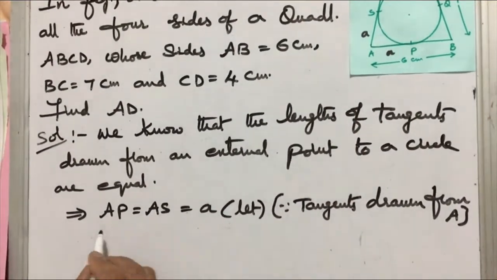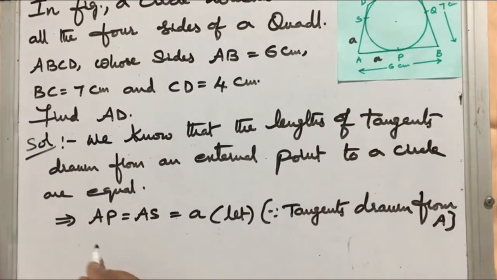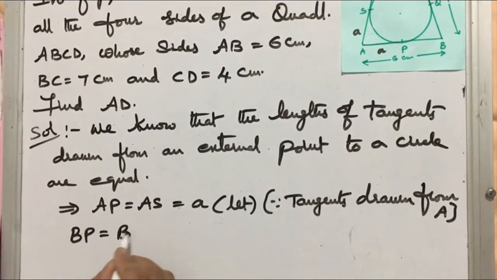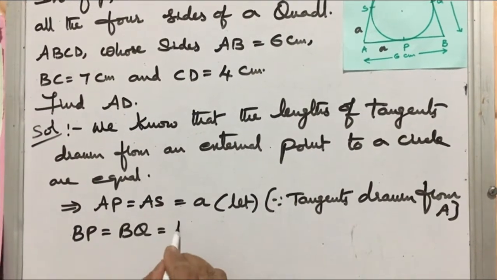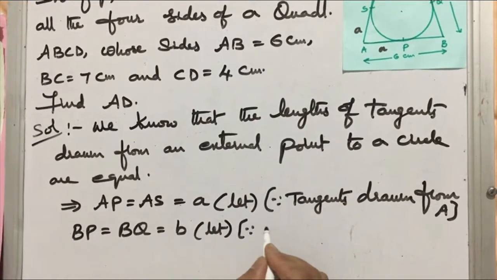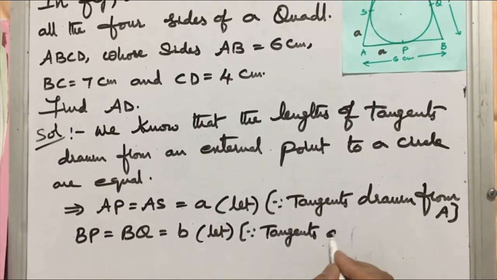And coming to B, let us check. BP is equal to BQ. I am taking it as small b. The reason is they are the tangents drawn from B.